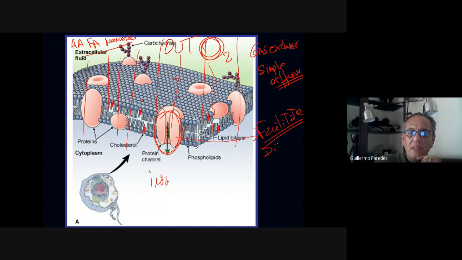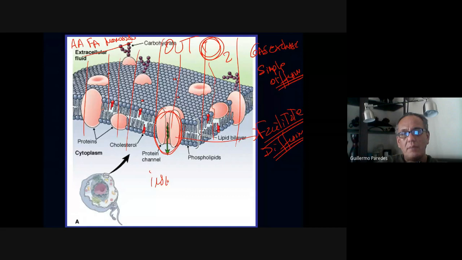This facilitated diffusion is going to happen basically in the intestines. That is how the nutrients are absorbed by the cells of the intestine, and then they go to the bloodstream. Simple diffusion is the gas exchange basically happening in the alveoli and the capillary at the level of the lungs. All right, so that is what these two things are doing.